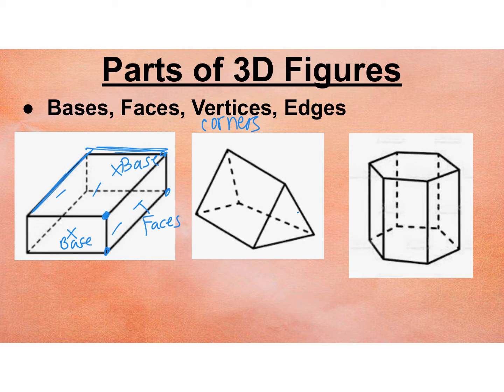So this shape here is a triangular prism. We have two triangles, but then notice my faces all the way around are rectangles, so we have rectangular faces. This last shape is a hexagonal prism. I know it's a prism because it has the two bases and they're both hexagons. And then it has 6 rectangles all the way around.